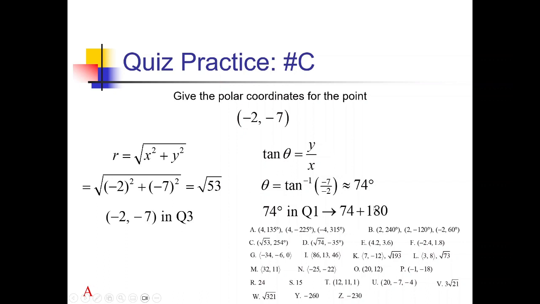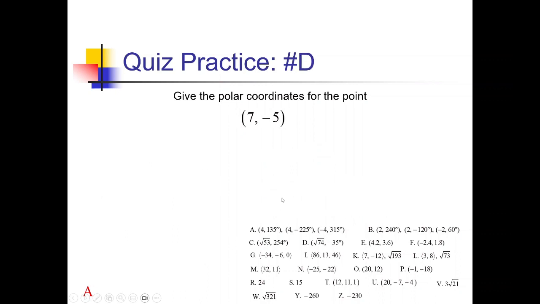So 74 plus 180 comes out to 254. So then my final answer, I'm going to have radical 53 comma 254. And checking answer C, that matches, so it's on to the next. Here we go with problem D.